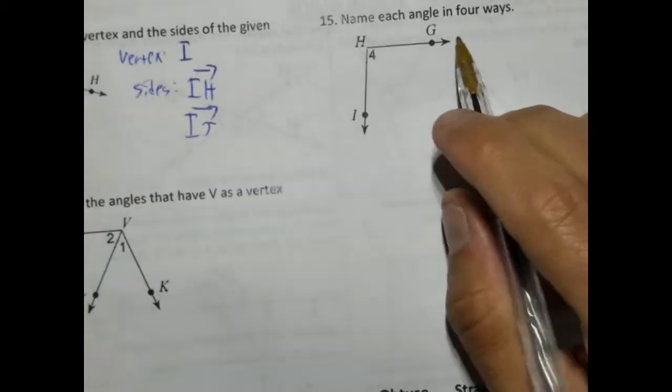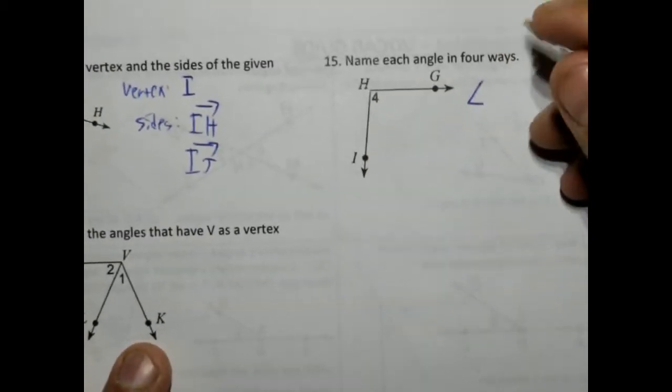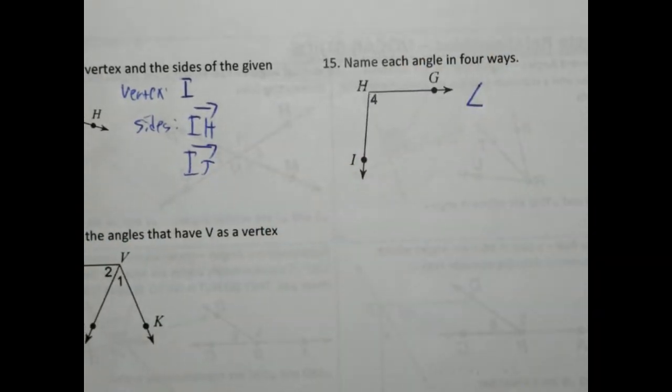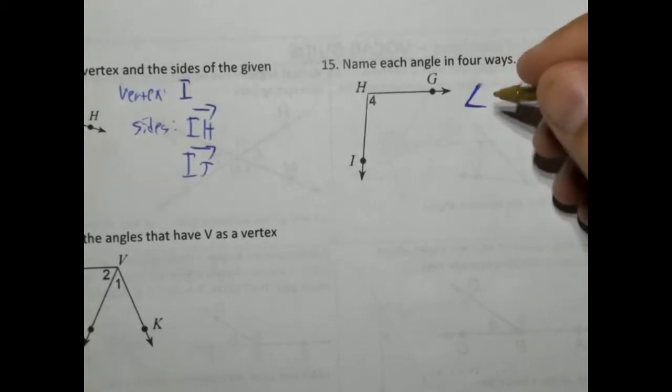Okay, name each angle in 4 ways, so we can call it IHG. Actually, that zoom is kind of bothering me. Let me just see if I can fix that real quick. Properties. I'm using a program called, what do you call it? OBS. It's free software you can use to record videos and stream and such. So it's actually very useful for these. Anyway, all right, here we go. So that should take care of the autofocus.